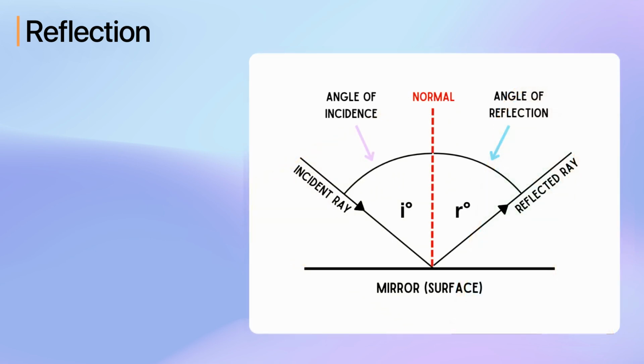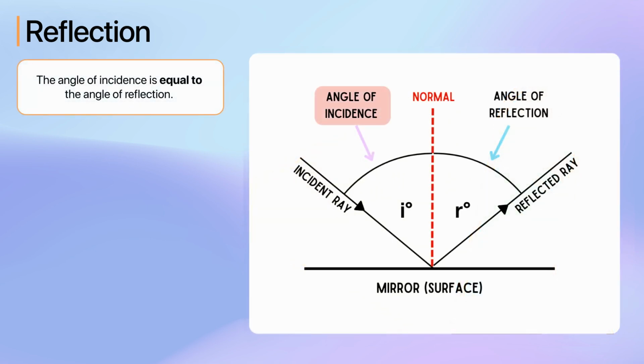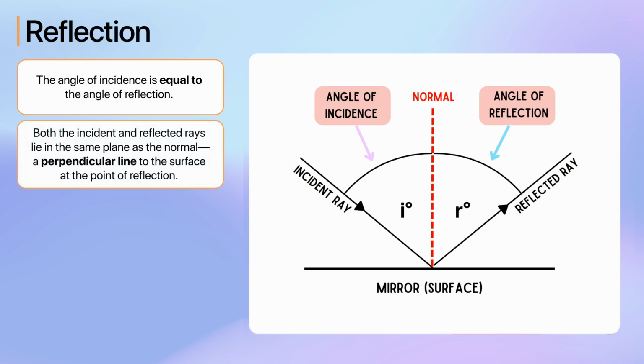So how does light behave when it hits a mirror? Well, you will recall it follows two simple yet crucial rules known as the laws of reflection. First, the angle of incidence is equal to the angle of reflection. Secondly, both the incident and reflected rays lie in the same plane as the normal, which is a perpendicular line to the surface at the point of reflection. By following these laws, we can accurately predict how light will reflect from smooth surfaces like mirrors.